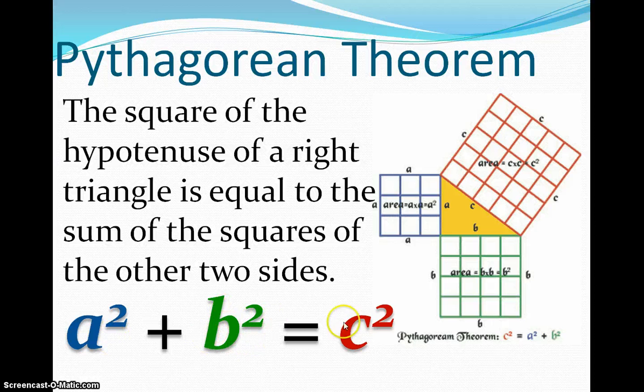to 25. In order to get rid of a square, because again we just want the side length, we don't want c squared, we want just c, we always take the square root in order to get rid of the square. So then we would take the square root of 25, which we know to be 5, which I've already said for the Pythagorean triple.